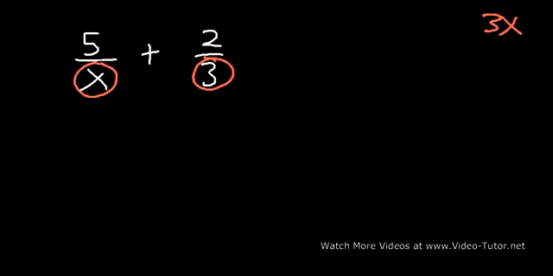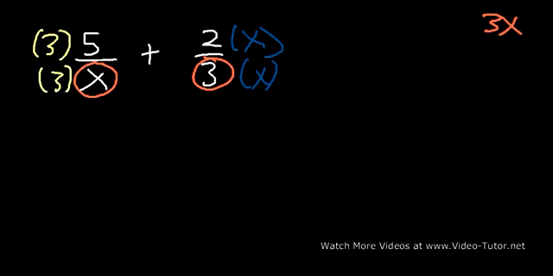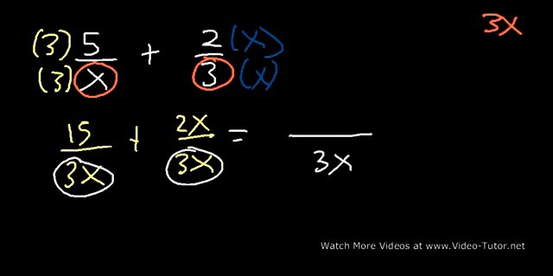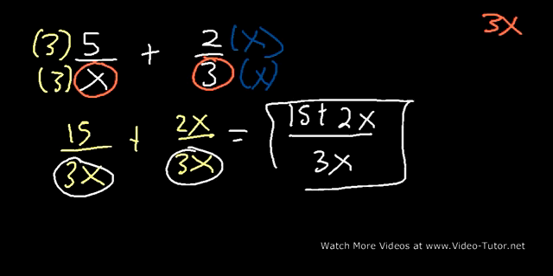Let's try this one. Let's say if you have 5 divided by x plus 2 over 3. So the common denominator is basically these two combined, 3x. So let's multiply this by x and this side by 3. So then 3 times 5 is 15, and here we just get 2x. So at this point, once you have the same denominator, you can combine this into a single fraction. But we can't add 15 and 2x because they're not like terms. So this is the final answer for this example.